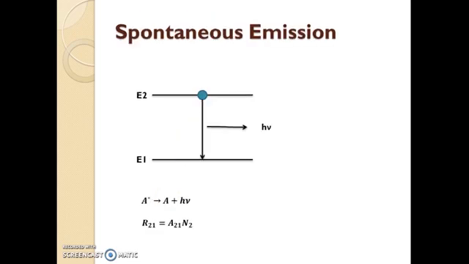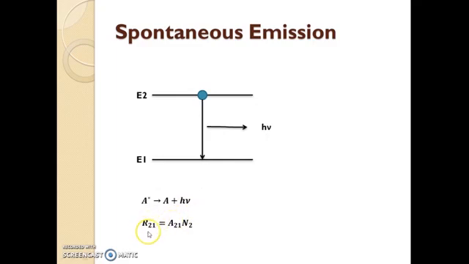Next, spontaneous emission. In case of spontaneous emission, the electron is in excited state and the excited electron is not stable. It can remain in excited state only for 10 raised to minus 8 seconds. It then, of its own accord, jumps to lower energy state by releasing a photon of energy h nu, which is exactly equal to the energy difference E2 minus E1. Therefore, we can write it as A star tends to A plus h nu. That energy is released in the emission process.